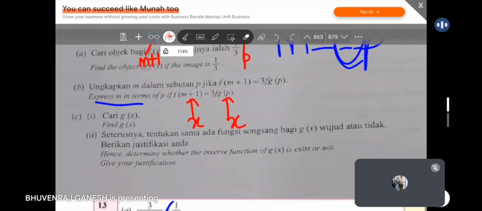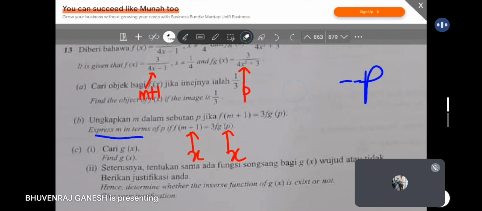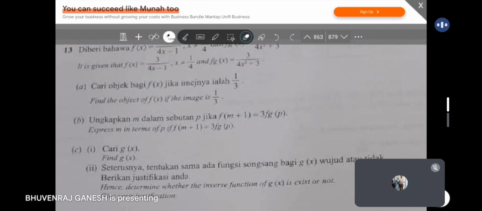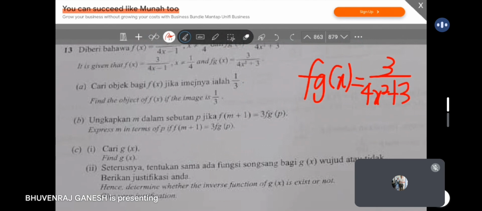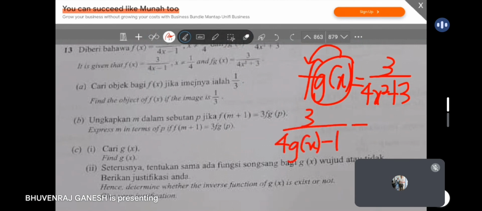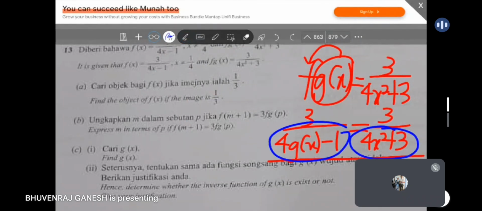Alright, next one, question C1. They ask you to find gx. So how to find gx, guys? You have fgx equal to 3 over 4x squared plus 3. This means gx, you substitute inside the x term of the f function. So you will have 3 over 4gx minus 1 equal to 3 over 4x squared plus 3. This is your equation. So I can directly compare the bottom of the fractions and make them equal to each other.